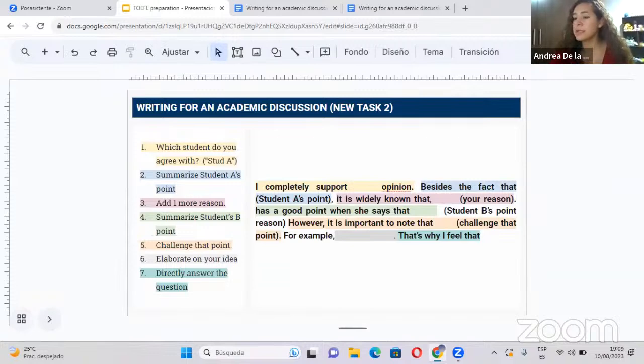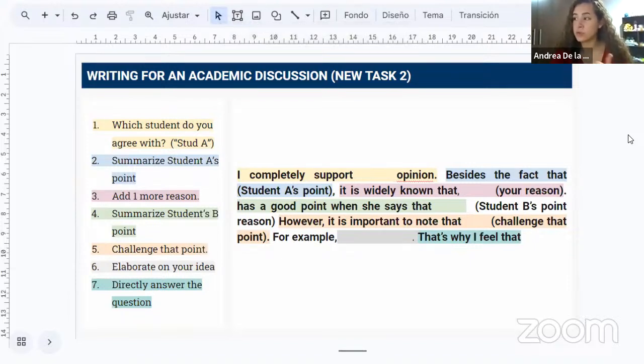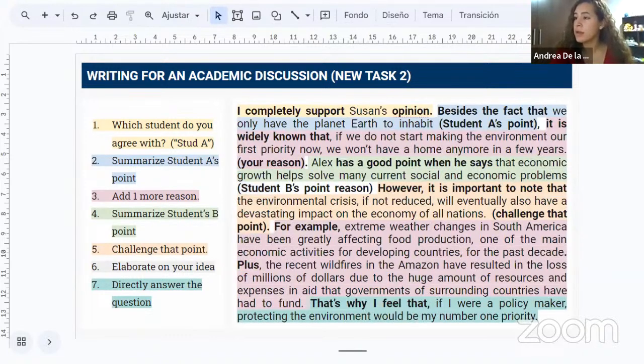We said that we need 7 different elements in your post. We first need your introduction, where you're going to state which student you agree with. In this case, this is the one we did, right? We said that we agreed with Susan's opinion. So that was our student A.